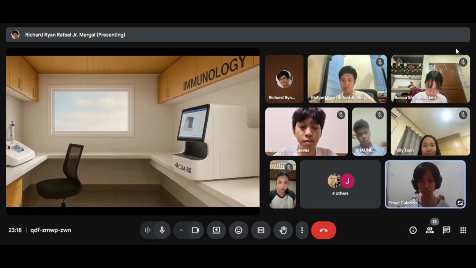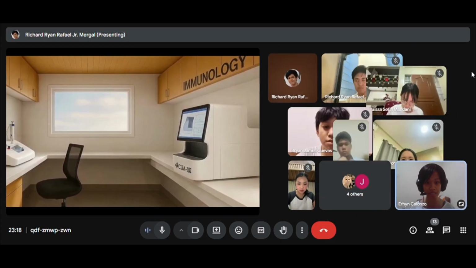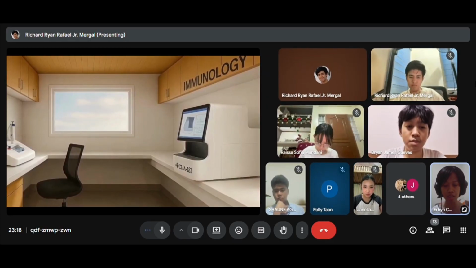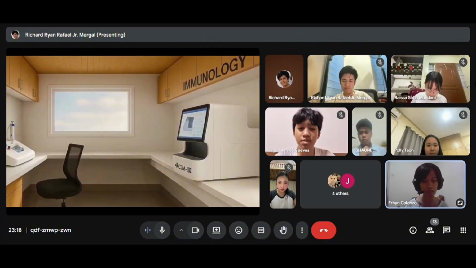Okay, so moving on to the immunology and serology section, this area of the laboratory focuses on the immune system, specifically the detection of antigens and antibodies through serum analysis. It plays a major role in diagnosing infections and monitoring immune responses.